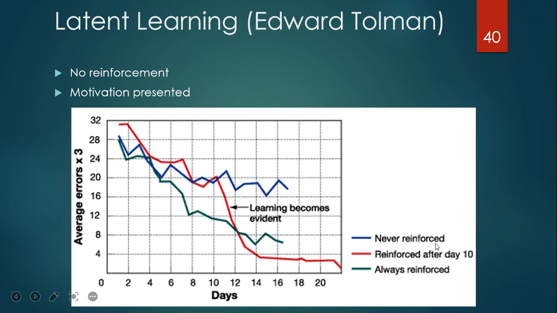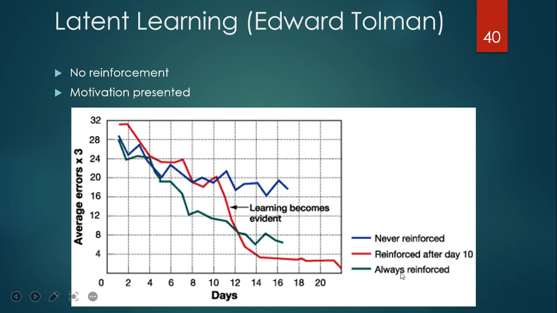We've got the blue line, which represents the groups of rats that were never reinforced for finishing the maze. So they were just allowed to wander around the maze, and there was no little block of cheese at the end of the maze. So they never really learned a whole lot. They didn't really learn how to navigate the maze. The blue line is more or less flat.